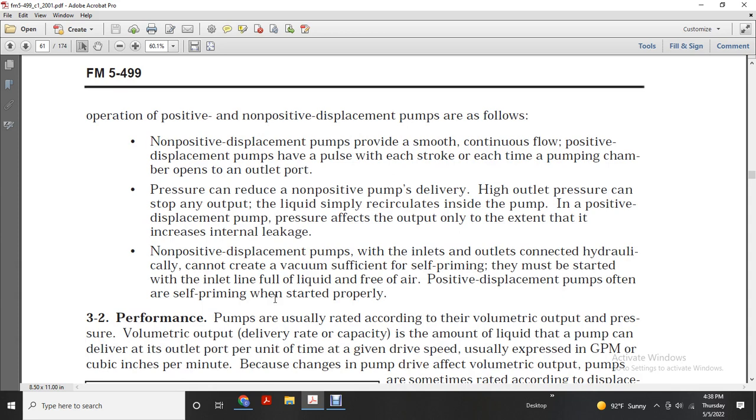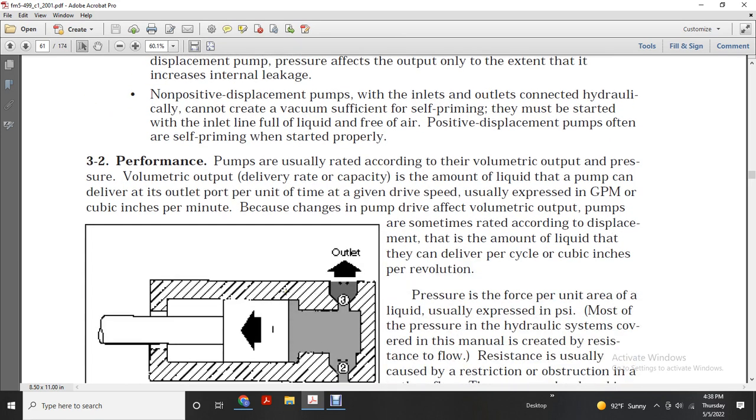Non-positive displacement pumps with inlets and outlets connected to a hydraulic system cannot create a vacuum sufficient for self-priming. They must be started with the inlet line full of liquid, free of air. The positive displacement pump is often self-priming when started properly.